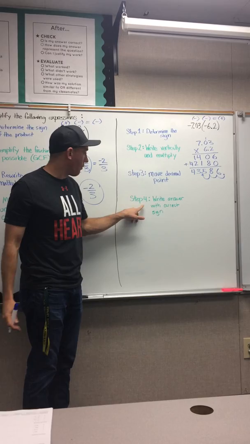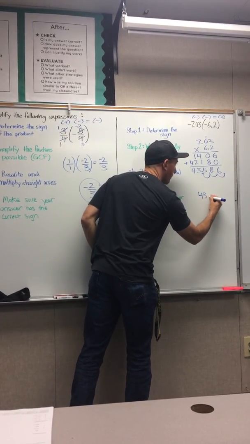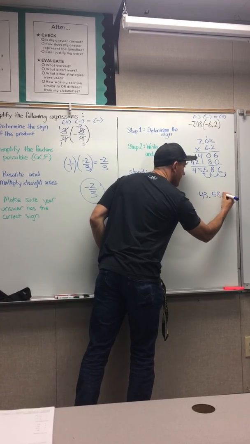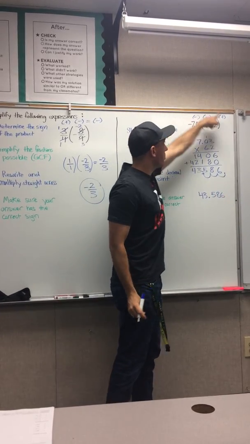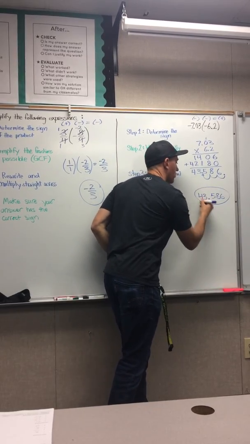Our final step, write the answer with the correct sign. So we're going to rewrite this so it's neat, 43.586. Go back up and check. We wanted a positive sign. We have a positive. Circle your final answer.